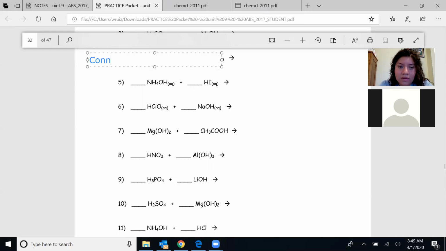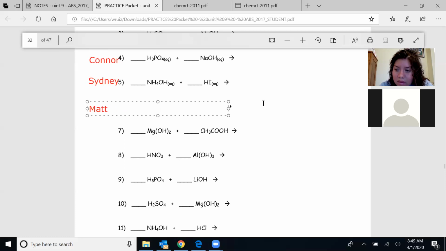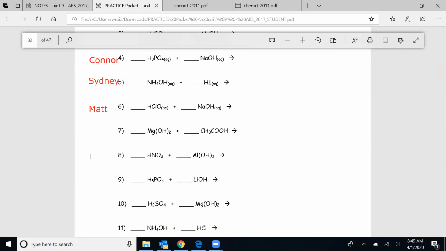Number 4, I'm going to give to Connor. Number 5, I'm going to give to Sydney. Number 6, I'm going to give to Matt. Number 7, I'm going to give to Trevor. Number 8, I'm going to give to Max. This one's tricky, Max. Number 9, I'm going to give to Logan. Logan, number 9 is tricky. Hold on, Sol. Number 10, I'm going to give to Nick. And I don't think I forgot any. Oh, maybe I did. Olivia, I'm going to give you number 11. And Ryan, I'm going to have you do number 9 as well.